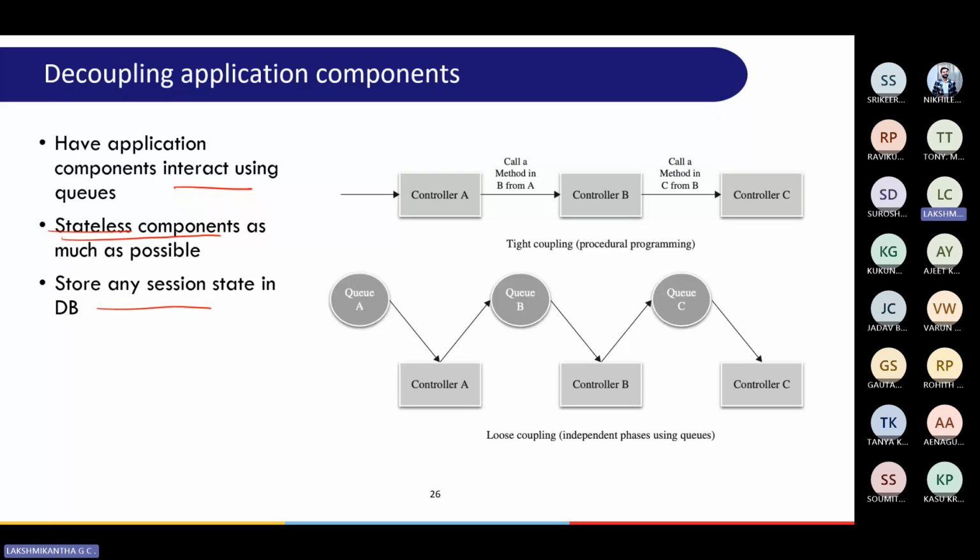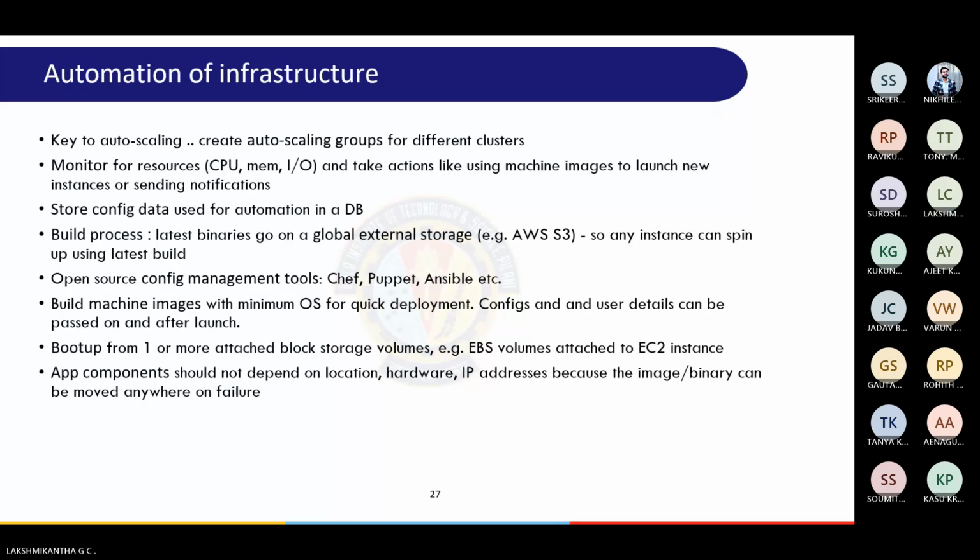Decoupling is the key to the next best practice. What is the next best practice we are discussing here? Automation. Automation is the final piece of the cloud architecture puzzle. We want to automate everything from deployment to scaling. The very first one is auto scaling. Automation is the key to achieving auto scaling.